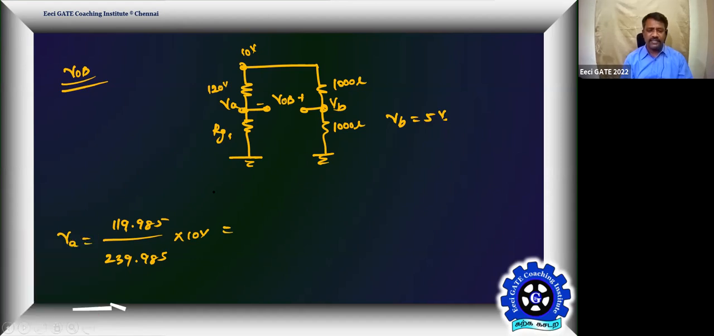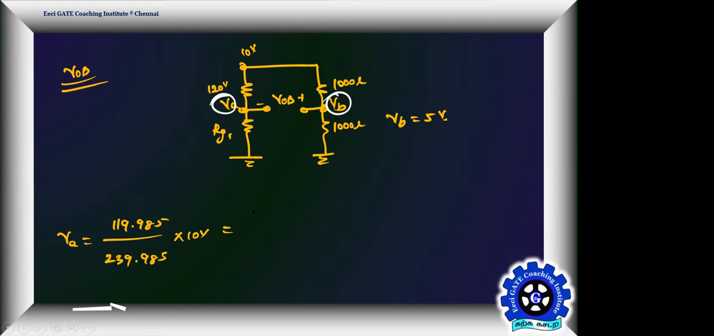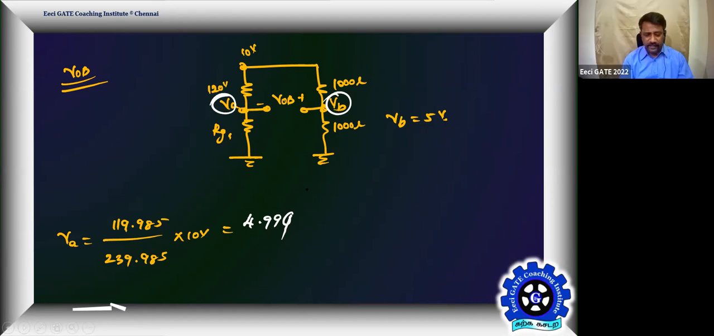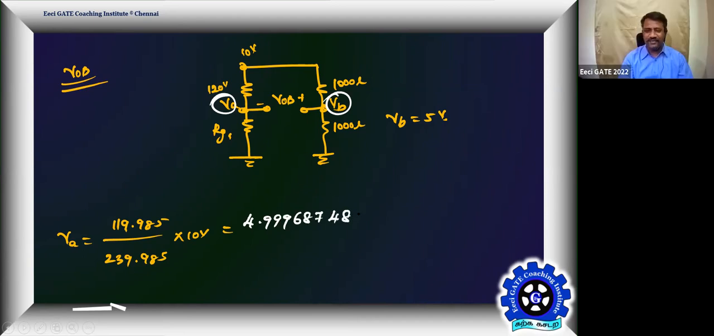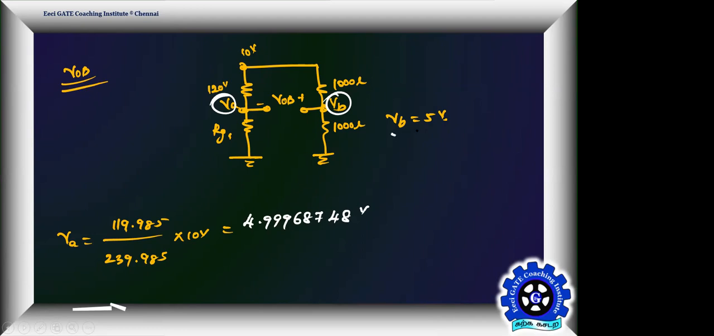That's what happens in the transduction bridge. So 4.999687486, sir. Okay, let it be. Keep the number as it is, and VB is 5 volt.